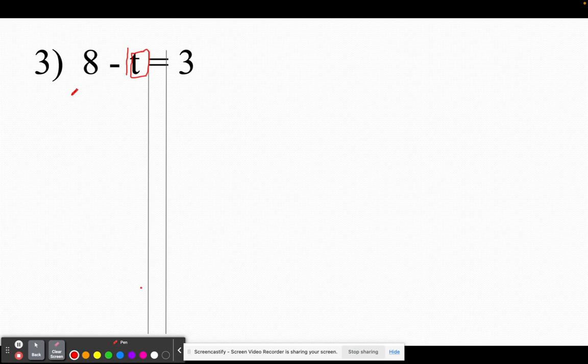First, let's send home our acquaintances, which is the 8. I need to subtract 8 from both sides. If I added 8, I would end up with 16. I want it to go away. I need to subtract 8. Now this is gone. This is gone. 3 minus 8 is negative 5.